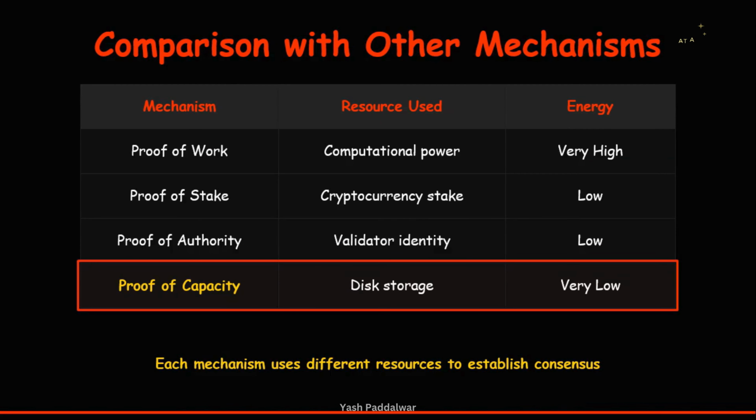Now let's have a look at the comparison of proof of capacity with the other mechanisms that we have seen earlier. So talking about proof of work, it is computationally high. Okay, energy consumption is also high. Proof of stake, here the stake mechanism is used, so the computation energy is low. In proof of authority, the validator's identity is used for trust. Okay, so the energy consumption is also low here. But in proof of capacity, the resource used is disk storage, and the energy consumption is very low here. Okay, each mechanism uses different resources to establish the consensus. I hope the comparison is also clear to you all.